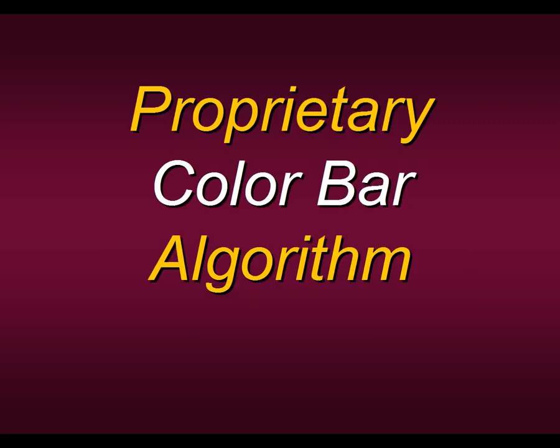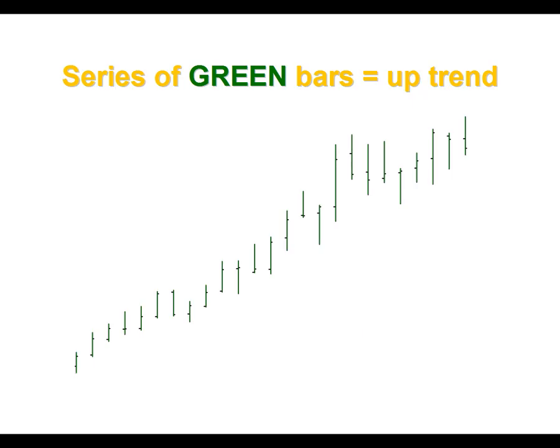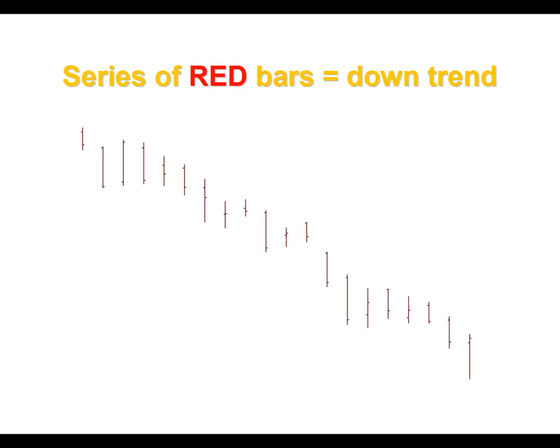Now what it is, it's a proprietary color bar algorithm. So what you're looking for is for the bars to be colored either green or red. If you have a series of green bars, it's telling you that the short-term trend is up, as we see in this example. A series of red bars is simply telling you that the short-term trend is down. So this is a perfect way in which to find the trend and then to implement that inside day pattern.